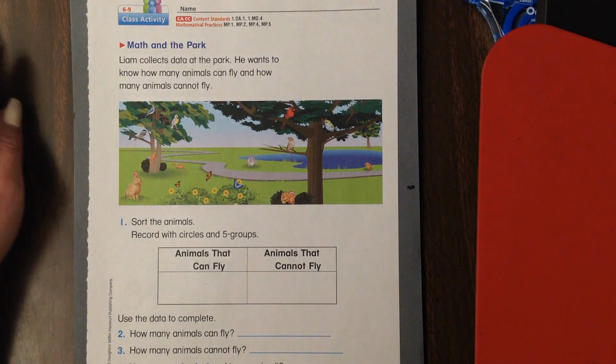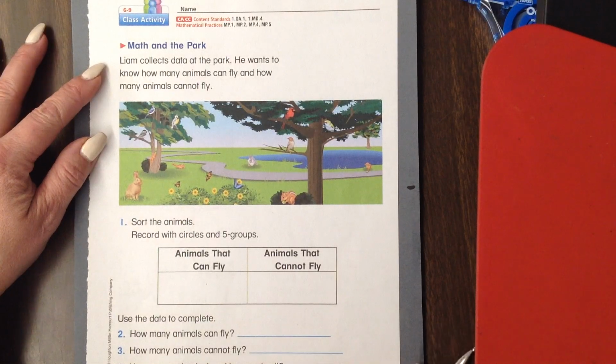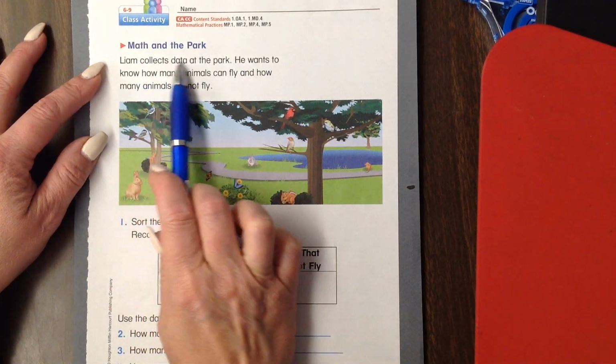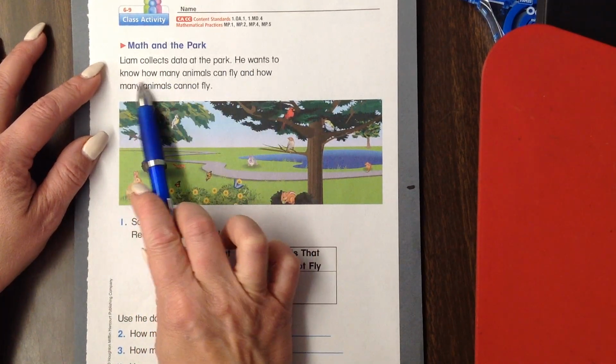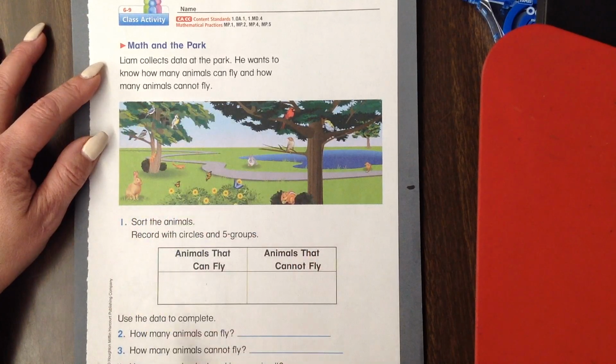Alright, you should have page 191 out. It should look like this. If you don't have it, go ahead and get it. And we're going to complete this together. Okay? Alright. It says Liam collects data at the park. He wants to know how many animals can fly and how many animals cannot fly.